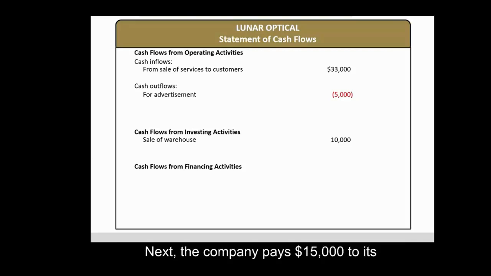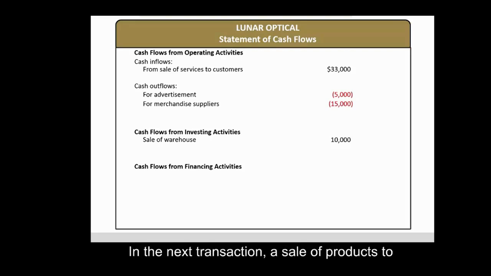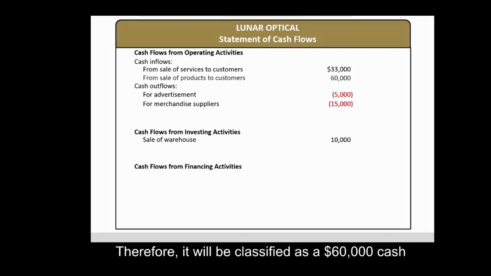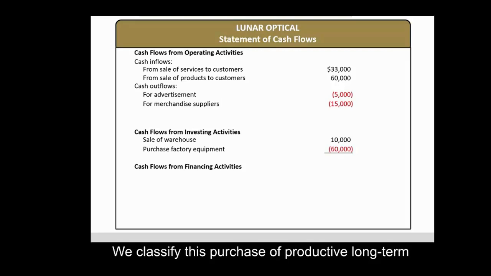Therefore, we categorize this inflow of cash as an investing activity. Next, the company pays $15,000 to its merchandise suppliers. This is an expense relating to the normal operations of a company and is classified as a cash outflow in the operating activities section. In the next transaction, a sale of products to customers is a revenue activity. Therefore, it will be classified as a $60,000 cash inflow in the operating activities section. During the year, the company purchases factory equipment for $60,000. We classify this purchase of productive long-term assets as an investing activity.